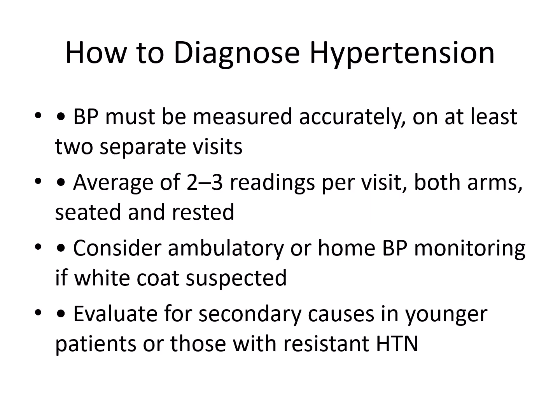Now, how do you diagnose hypertension in a patient? To confirm hypertension, you need at least 2 elevated readings on 2 or more separate visits. Make sure to take 2 or 3 readings per visit with the patient seated and rested, using both arms initially. If you believe the patient might have white coat syndrome, you can have the patient do ambulatory or home blood pressure monitoring.